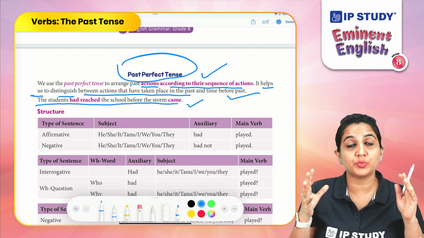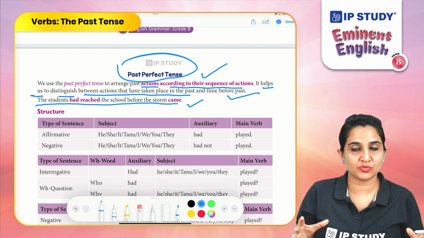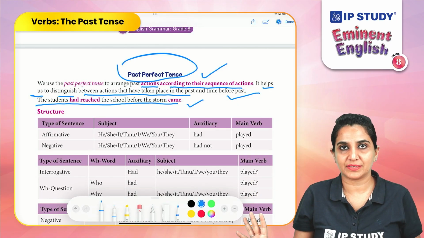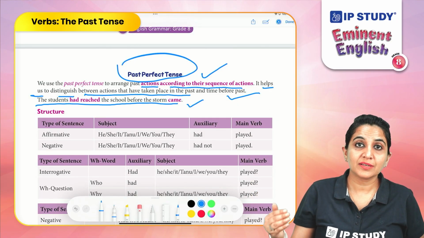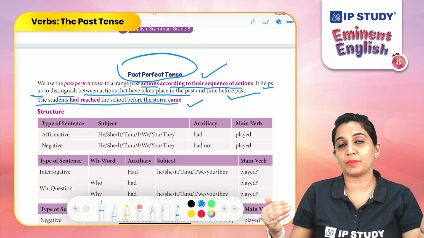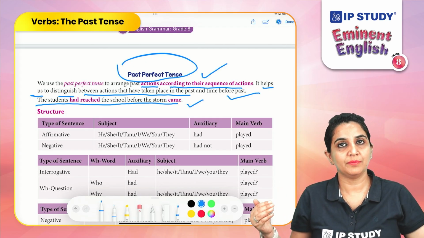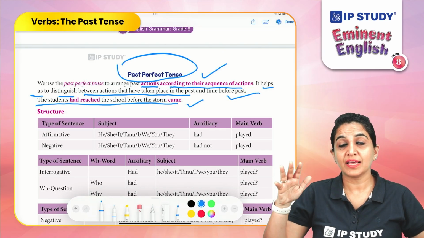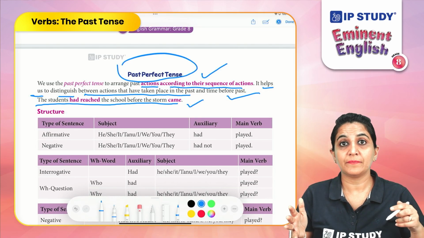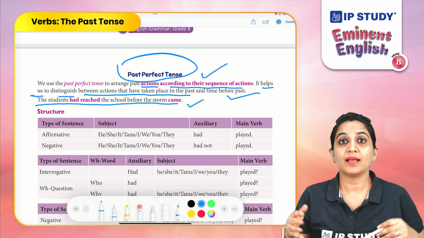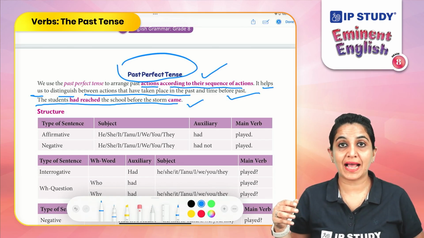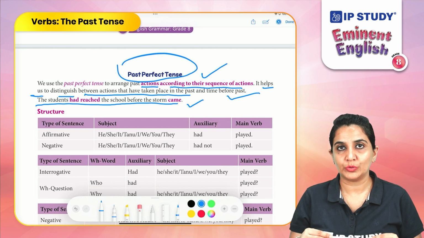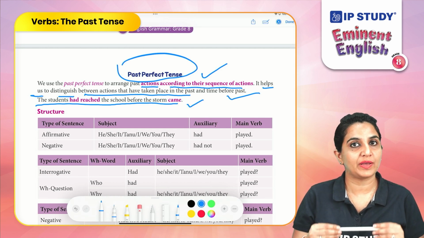Now here both the actions, the students coming to the school and the storm happening, have happened in the past, right? But what happened before the storm came? The student had reached the school before the storm came. So in both of these scenarios, we are able to distinguish the sequence of the action. What was the sequence of the action happening at that time? So that is why we use the past perfect tense.